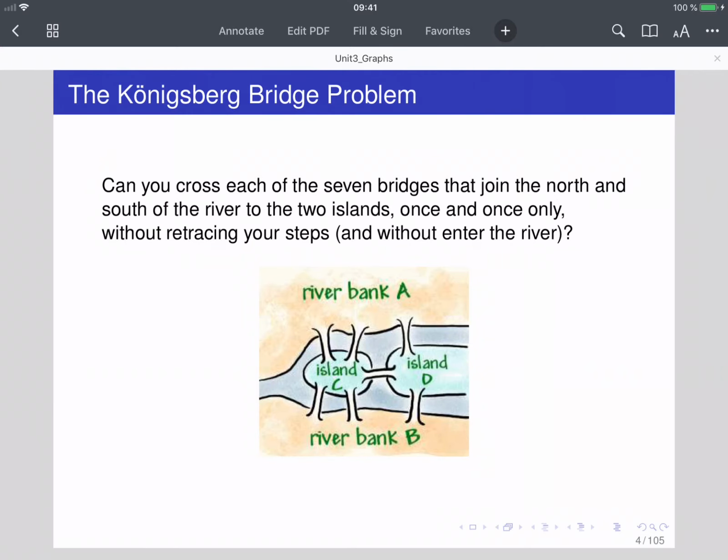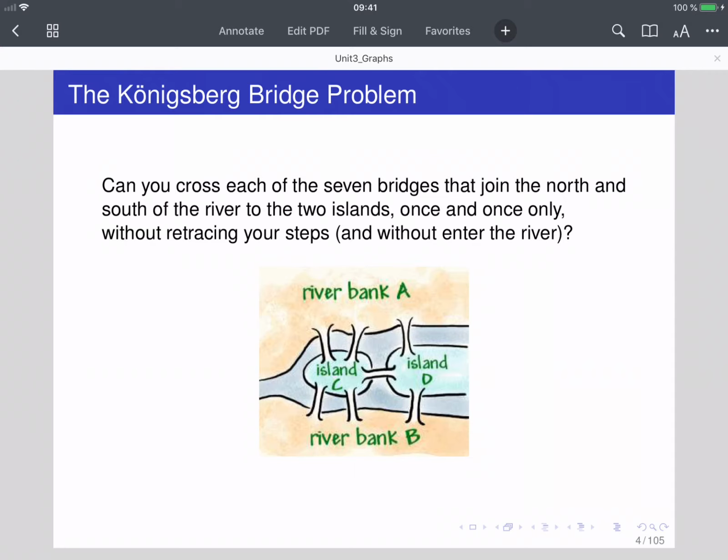The history is that in Königsberg, this city in the Prussian Empire, there were a number of bridges. There were 7 bridges connecting the two banks of the river. This river was called Pretzel, and it had 2 islands, you can see in the figure, island C and island D, and they were connected by bridges between them, and also to the river banks, river bank A and river bank B.